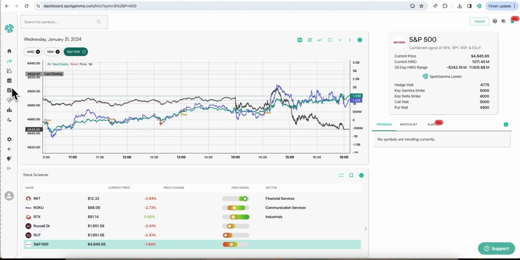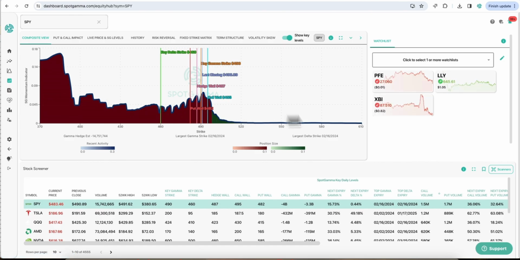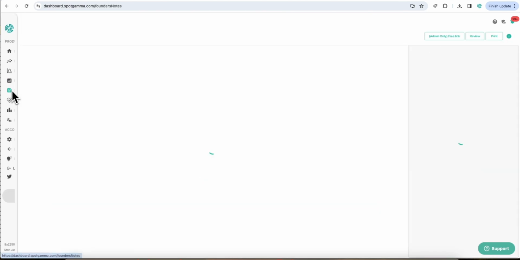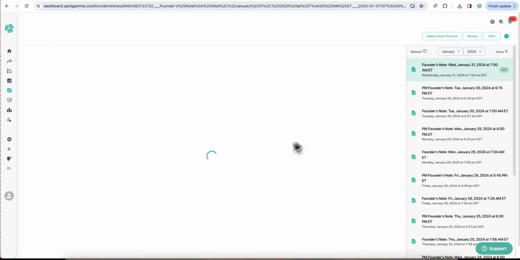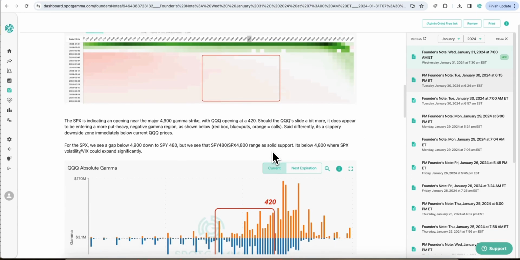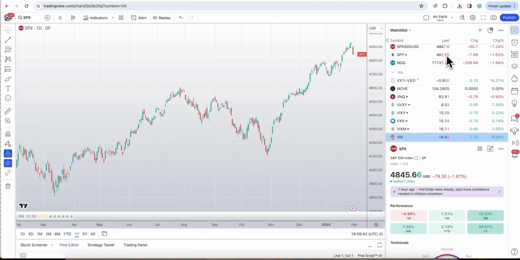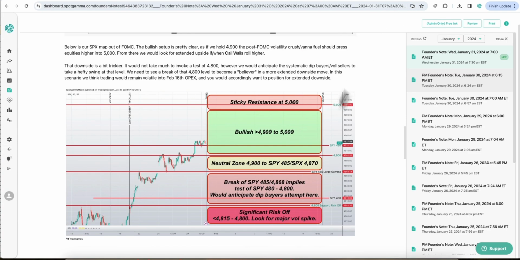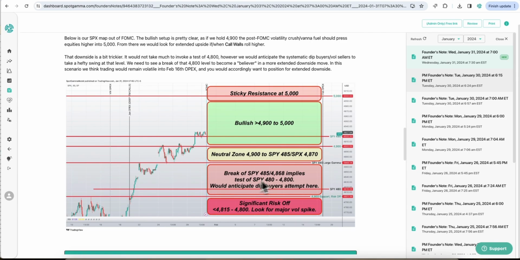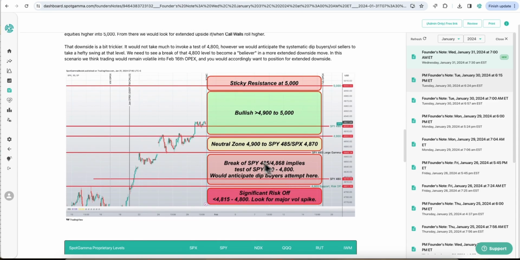So where does that leave us? You saw a quick preview of it, but in our founder's note this morning, what we said was, look, if we break 485 in the spiders, which happened today, we closed fairly well below that 483, then we could see, and we believe this SPY 480 comes, but we would expect that a pretty good dip response comes in there. The dip response in terms of just equity buyers as well as volatility sellers. And so that's how we're operating here.